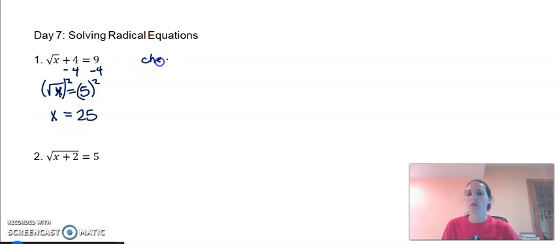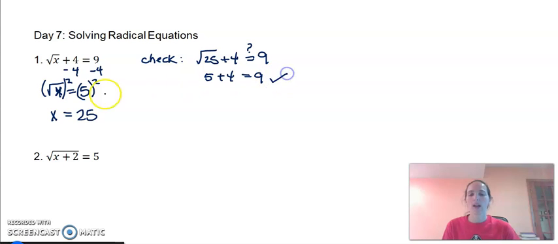Whenever you're dealing with square roots, because there are things that we can't take a square root of and get real answers, remember those are some of our imaginary numbers, you should always check your work. So is the square root of 25 plus 4 equal to 9? Yeah, you'd get 5 plus 4, that does equal 9, and so our answer does check. So our answer to number 1 is 25. And again, it's just solving using our normal solving techniques.